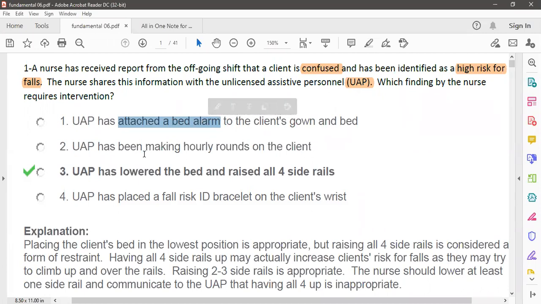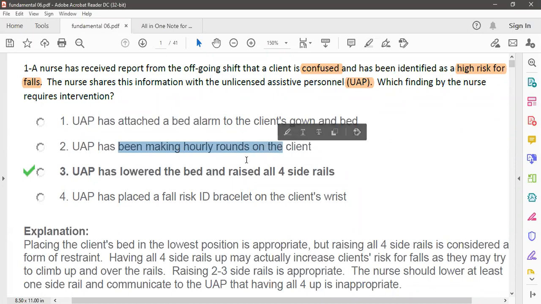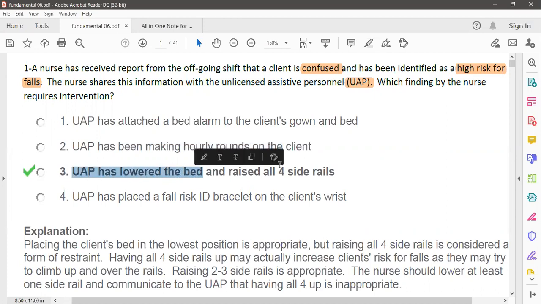The UAP is making hourly rounds on the client. It is for safety. Hourly, you can survey and visit the patient. Nothing wrong. The UAP has lowered the bed. It is okay. But the second portion said, raise all 4 side rails.